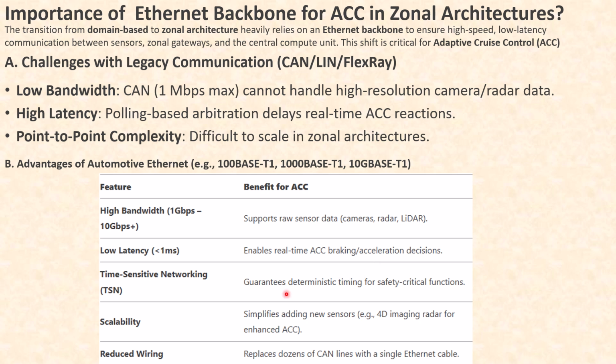When it comes to time sensitive networking, it guarantees deterministic timing for safety critical functions. Now, when it comes to scalability, it simplifies adding sensors, for example 4D imaging radar for enhanced ACC. And when it comes to reduced wiring, it replaces dozens of CAN lines with a single Ethernet cable.